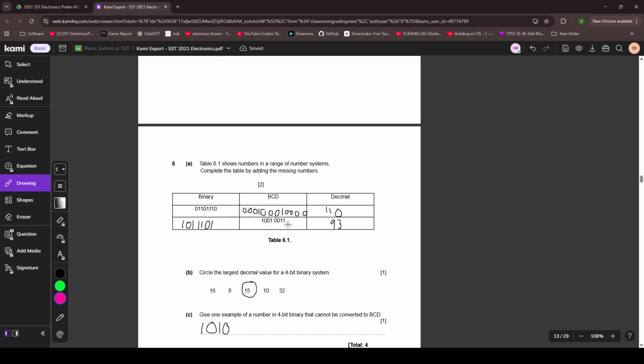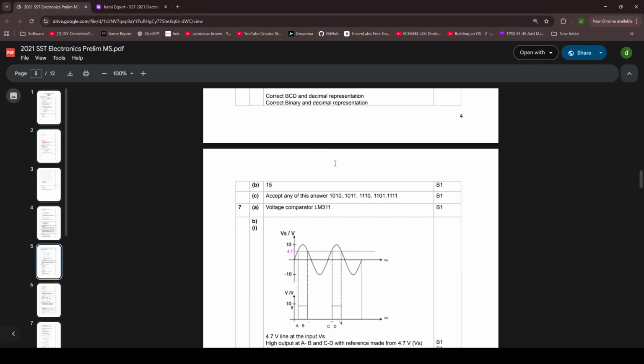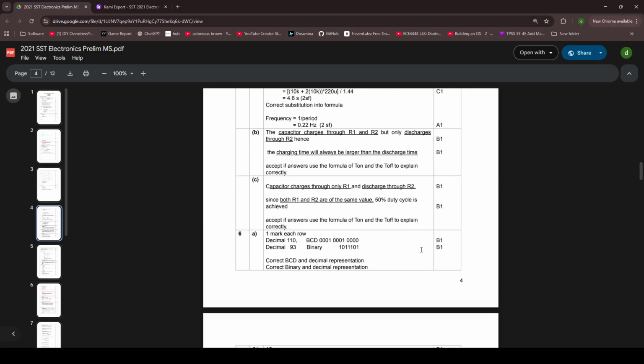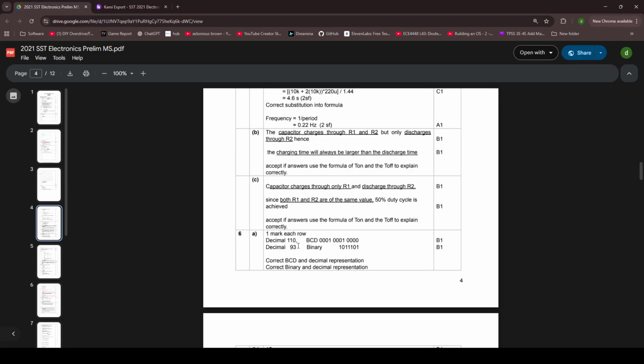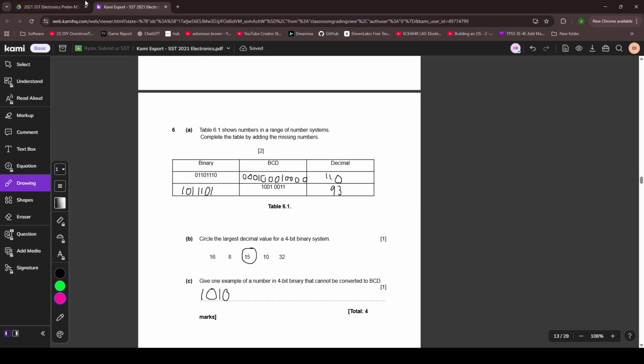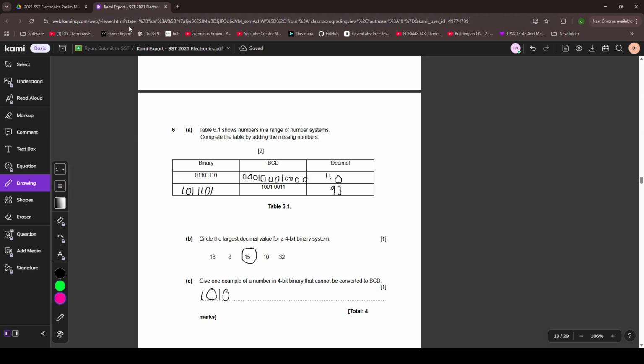Table 6.1 shows numbers in a range of number systems. Complete the table by adding the missing numbers. I ain't going through this, bro. I'm just gonna mark if you're right. You can watch my video on binary if you don't know what is going on here. What? Oh. Bro, what is this? Did someone copy this over? This answer key sucks, bro. The paper sucks, bro.